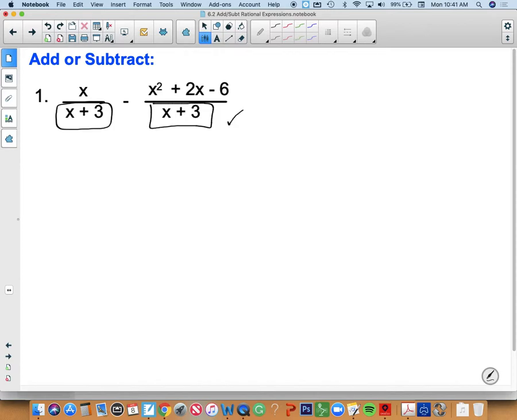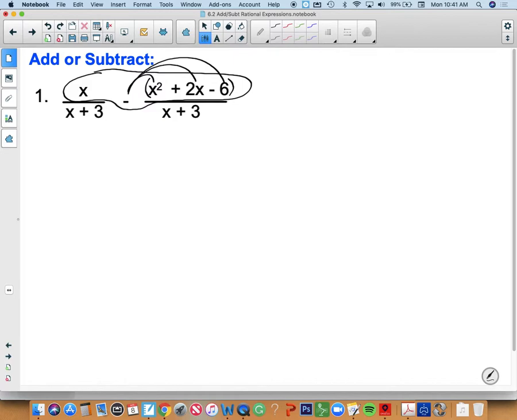All right? So that means when we have common denominators, we are subtracting across the top. So we're just going to do x minus the stuff on top there. And so remember, when we're subtracting a whole group like that, it's essentially in parentheses. So what you want to do is take that negative and distribute it through that whole polynomial up there. All right, so I'm just going to rewrite that out. So I got x minus x squared minus 2x plus 6, because I'm just distributing that negative through there.